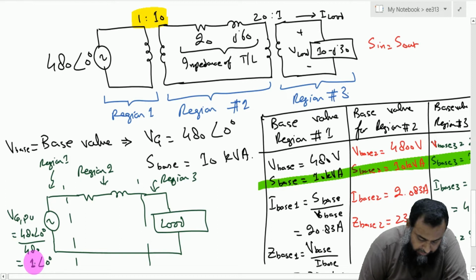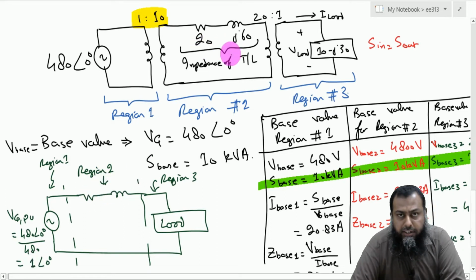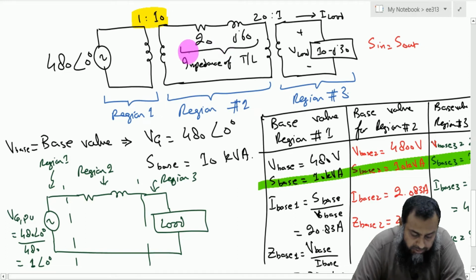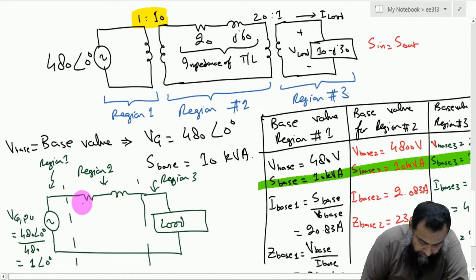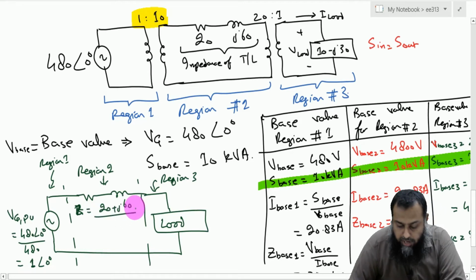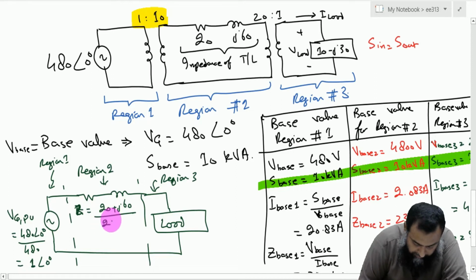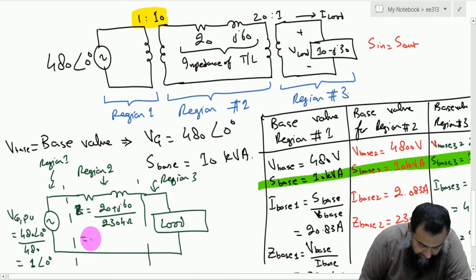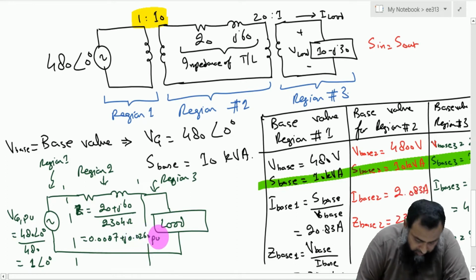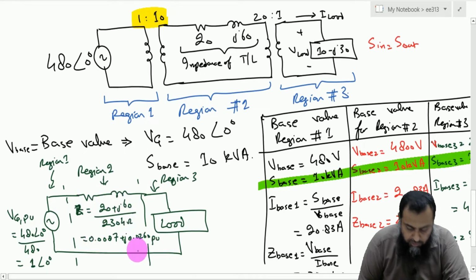Right. Next comes the impedance which is present in the transmission line. It was 20 plus J60. So, in per unit values, this Z is equal to 20 plus J60, that is the original value, divided by the base value. And the base value is what? It is 2304 ohm. So, that gives 0.0087 plus J0.0260 in per unit. So, this resistance has a value of 0.0087, while this inductance has a value of J0.0260.